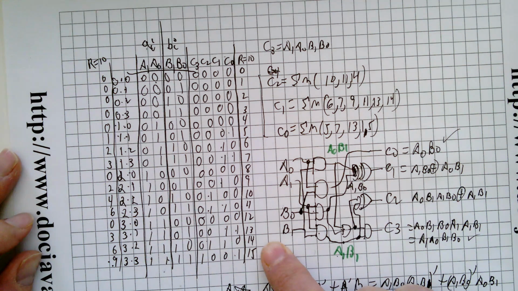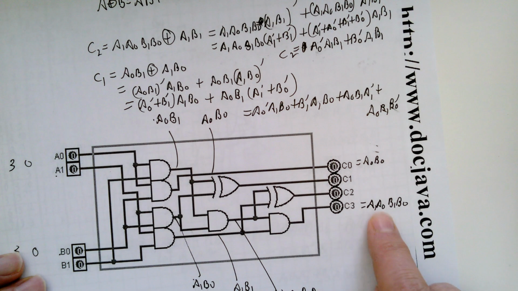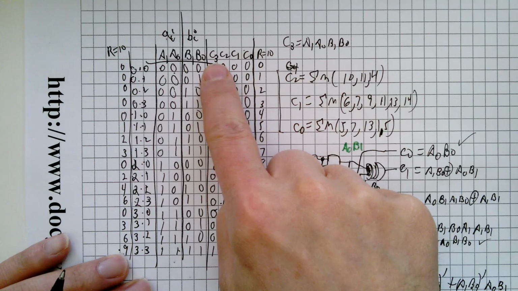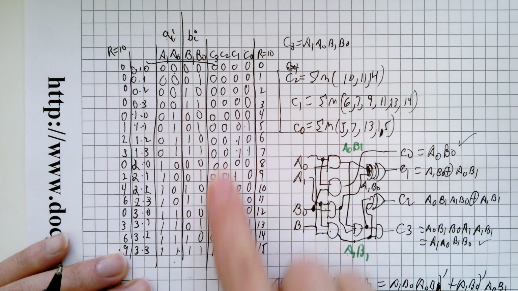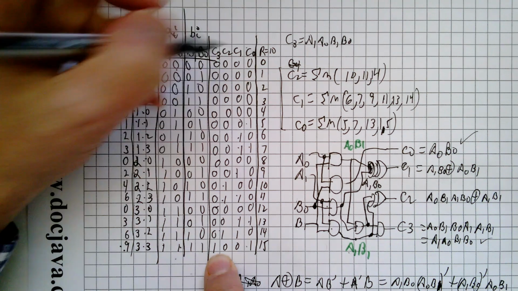So now let's take a look. It says here, this one, C3, is true when A1, A0, B1, and B0 are all true. So here is C3 over here. We go down and we say, yes, it's true when everything's true. So C3 is correct.